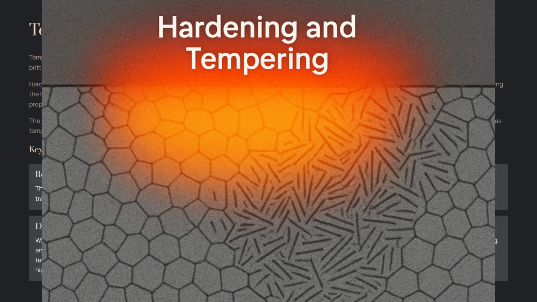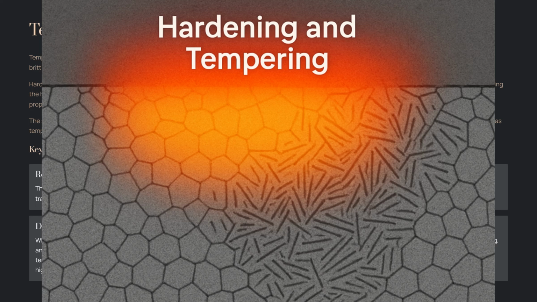Tempering of steel. Tempering is a heat treatment process that is almost always performed after hardening, quenching, of steel. The primary purpose of tempering is to reduce the brittleness of hardened steel and improve its toughness and ductility, while still retaining a significant portion of its hardness and strength.